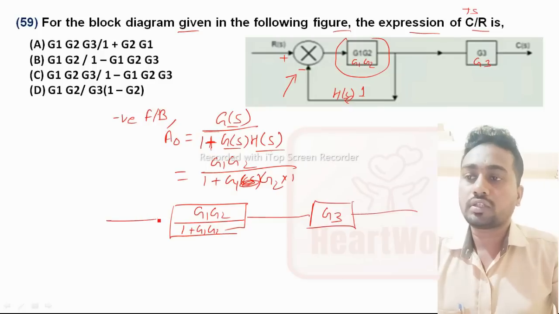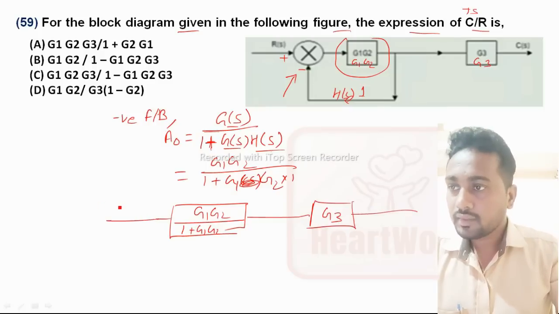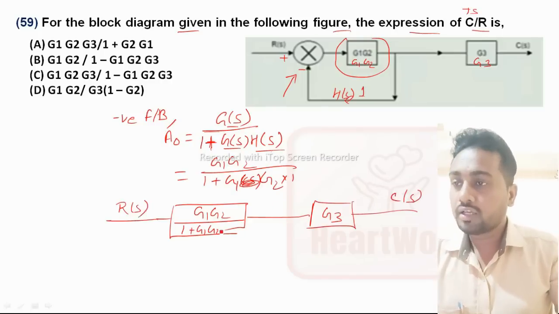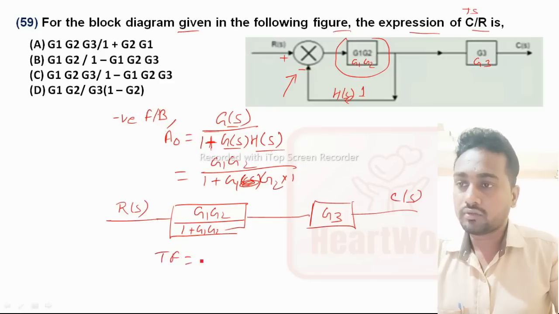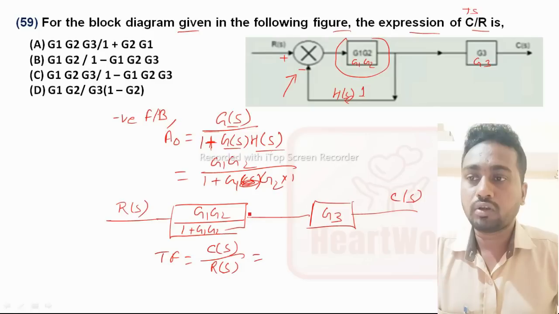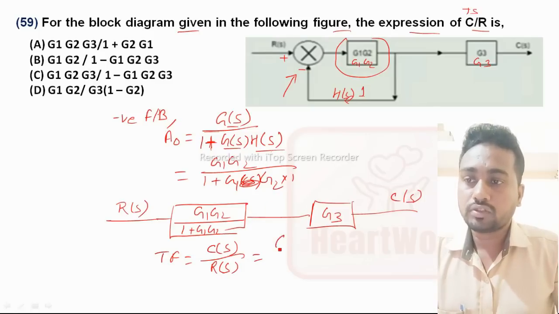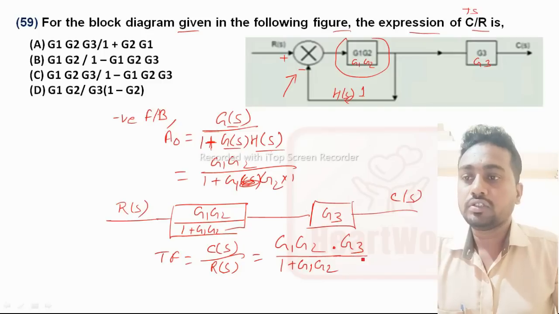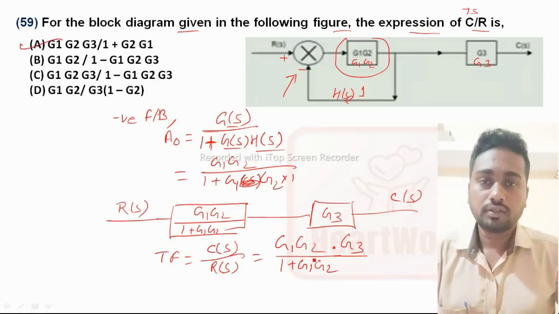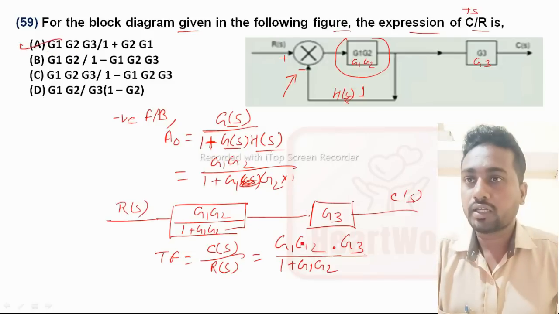So this reduction we can write like this, this is R of S and this is C of S. Now the transfer function is C of S divided by R of S. As we saw in the previous question, when blocks are in cascade we multiply. So G1 G2 divided by 1 plus G1 G2, into G3. So this is our answer. Option A is the right answer. Like this we do block diagram reduction.